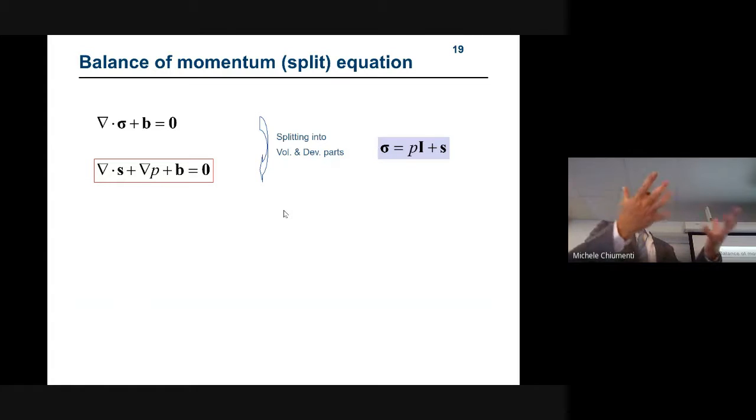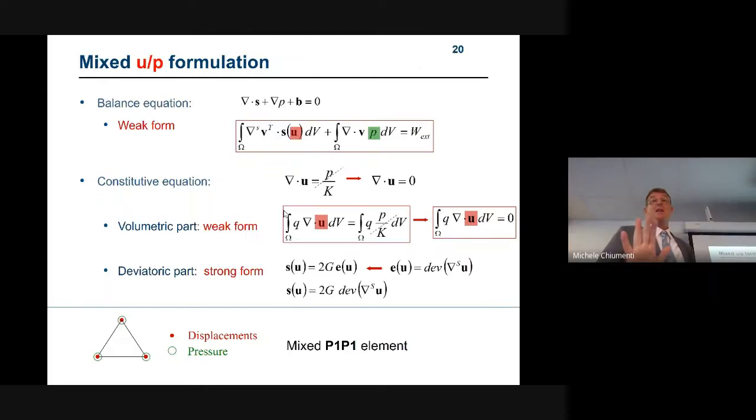Now, let's assume that you can split the stresses into the volumetric part, the pressure, and the deviatoric part. You saw this the first day, yesterday. Okay? So this means that you switch from this balance equation to this one, which uses as variables the deviatoric stresses and the pressure. No difficulties.